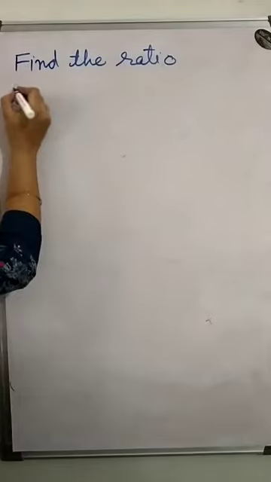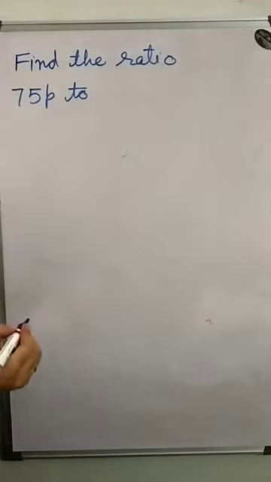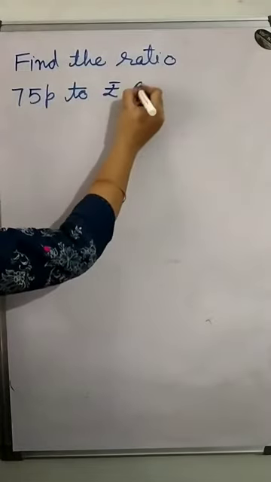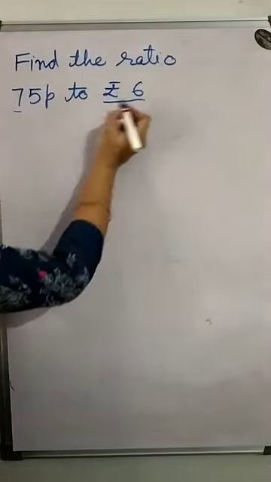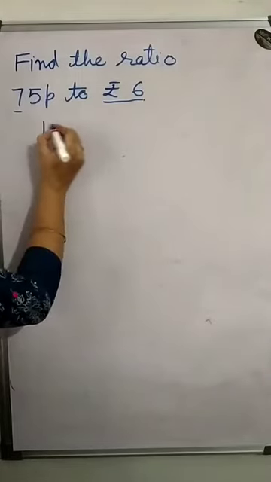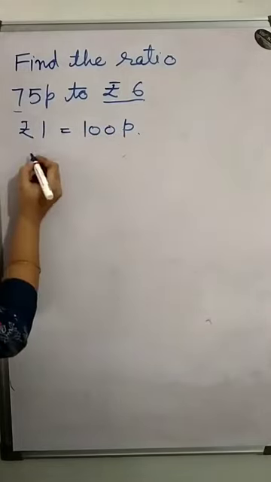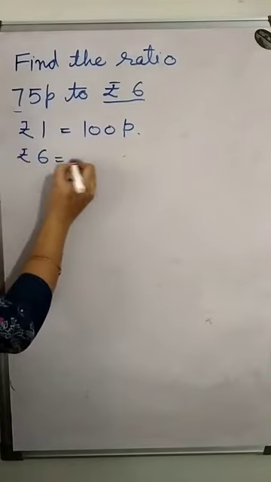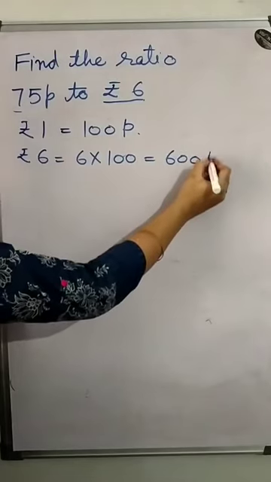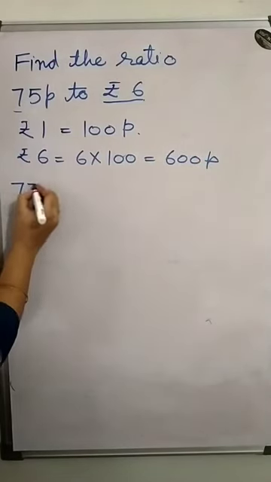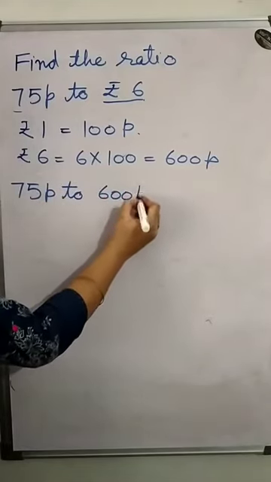The question that I am taking is 75 paise to rupee 6. This one is given in paise and this one is in rupees. So first we convert rupee into paise. 1 rupee is equivalent to 100 paise. Now rupee 6 is equivalent to 6 multiplied by 100, that is 600 paise, because we have to find the ratio in the same unit. So the question becomes 75 paise to 600 paise.